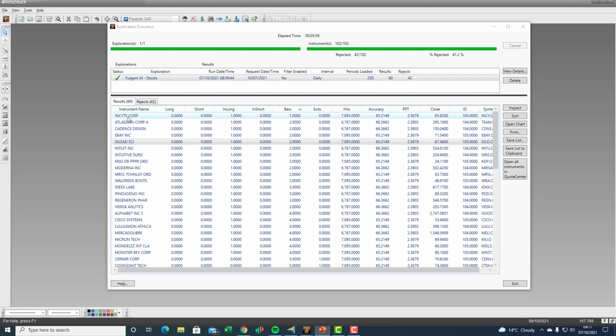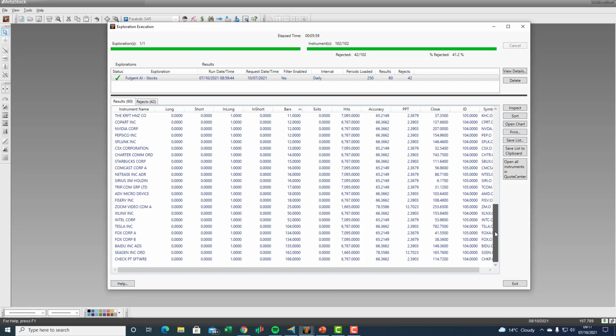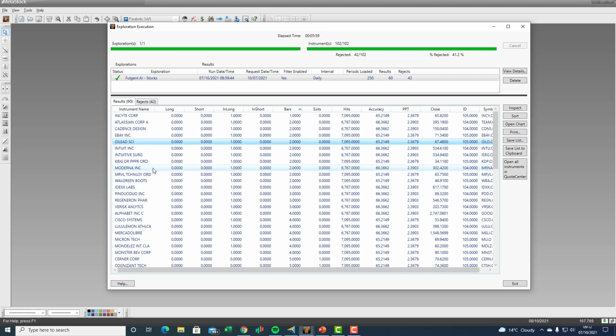So we've got the winners here: INCY, Atlassian, Cadence Design, eBay, Gilead, Intuit, ISRG, KPD, Moderna, Marvell Technology, Walgreens, and we'll go through a few of the major names. Some of the other ones that are in a long trade: Check Point Software has been in here. Tesla has been in here for a long time. That's worked out well. Zoom's also been in here for a while now. AMD, Trip, Sirius, NetEase, Starbucks, etc. You can see some of these trades are in for a couple of days longer. NVDA is now 12 days into a trade with a signal of 104 as a classic swing trade. So you can see the AI is generating some fantastic returns using the artificial intelligence engine.